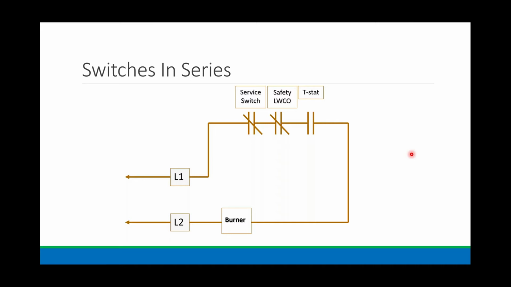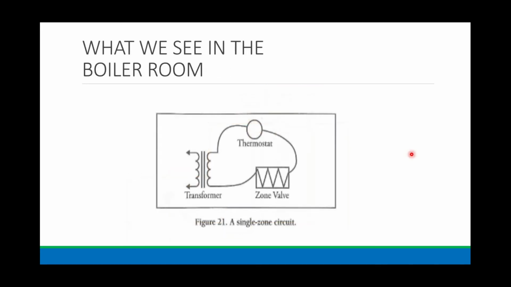All right, so going further into the boiler room, here we're looking at a single zone circuit. So there's the transformer, there's my power. What's my switch? It's my thermostat. And what's my load? It's a zone valve motor. So I've completed it: power, switch, and load. Thermostat closes, I energize the zone valve motor; thermostat opens, now we cut power to the zone valve motor.